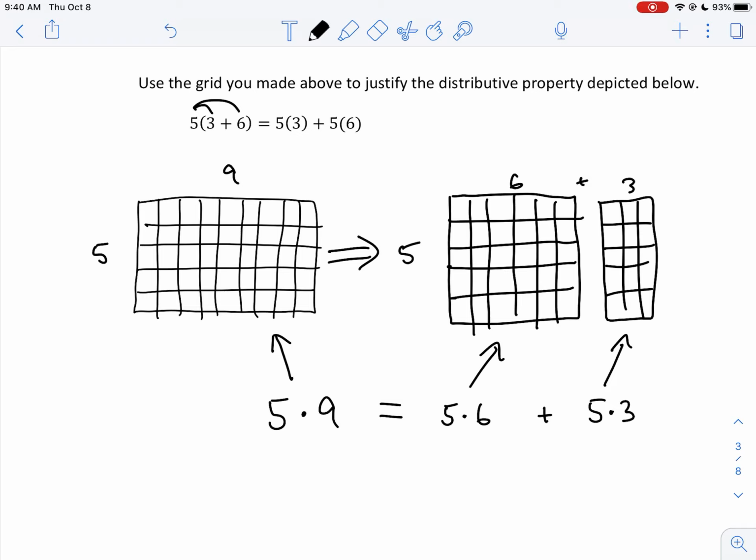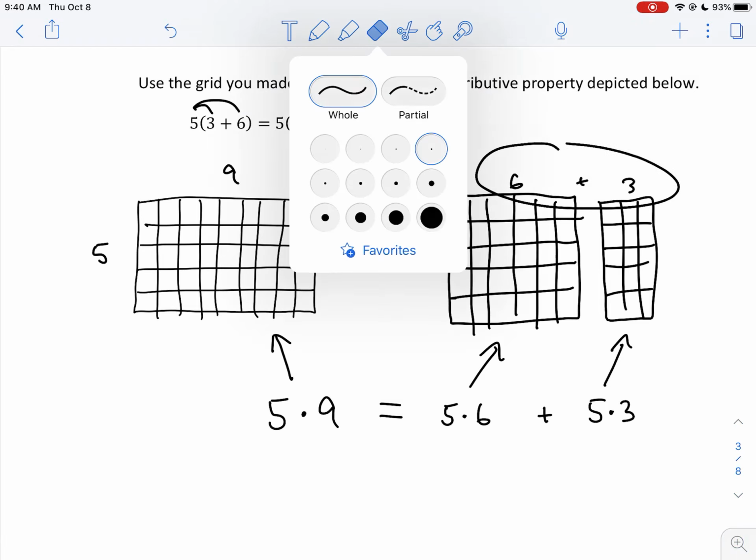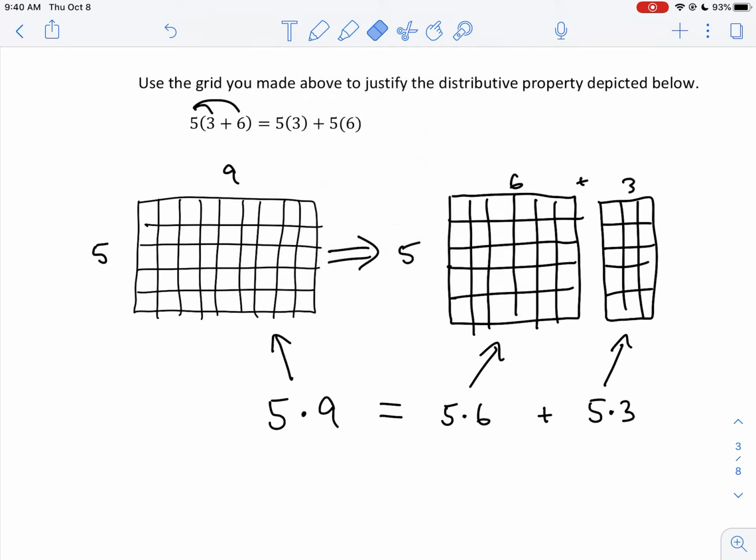If I take 5 times 9, and I decompose 9 into 3 and 6, like I did here, you can see this is just equivalent to breaking this grid apart in such a way that you have 6 columns for one part and 3 columns for the other part. And you can see that if I do 5 times 6, I get this part of the grid, and 5 times 3, I get that part of the grid. And so together it should make sense that it's the same thing as 5 times 9.